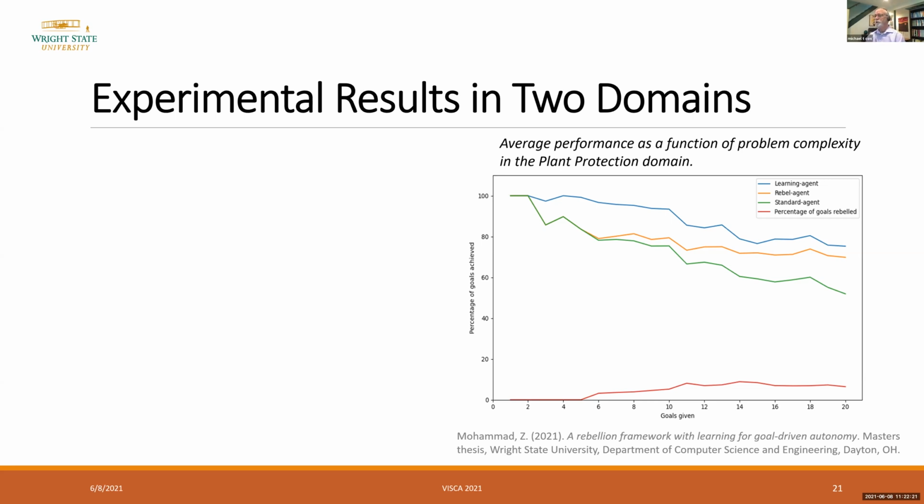In this work, we have increasingly more complex problems. It goes from one goal all the way up to 20 goals per scenario or trial. And the performance, when you have a single or two goals, is at 100% for all agents. But as they become more complex, the standard agent that does not rebel or does no learning performs worse, and the rebel agent next. But the learning agent, the one that can learn a better operator, using expectations in both cognition and metacognitive expectations, was able to perform best in this domain.